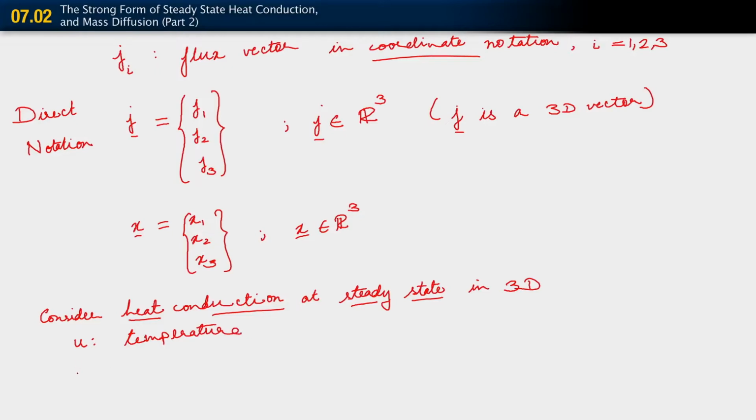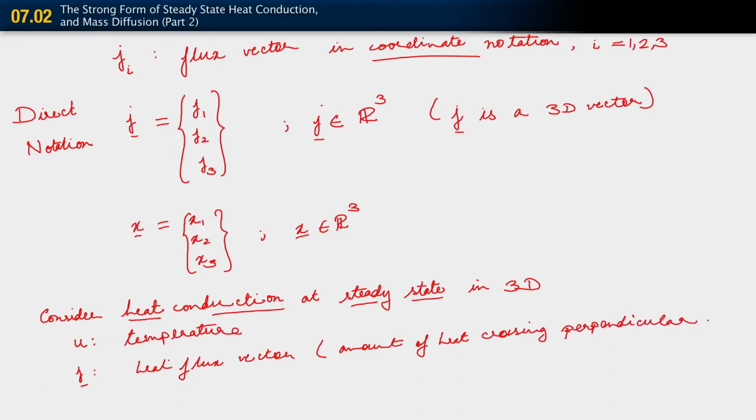J then is the heat flux vector, which is essentially the amount of heat crossing perpendicular to a unit area per unit time. Okay, that is J.